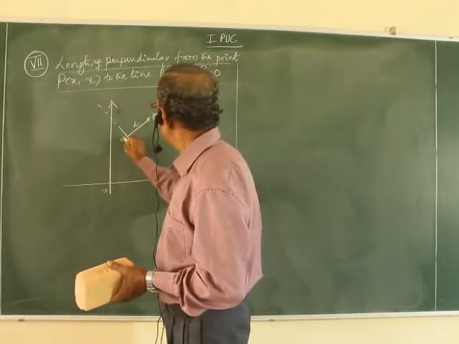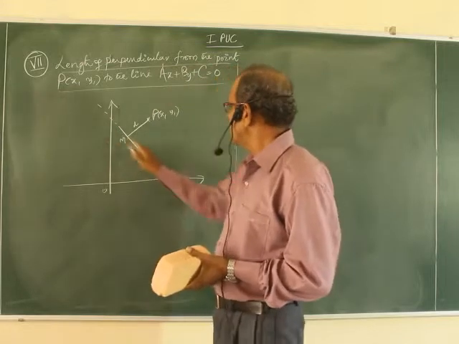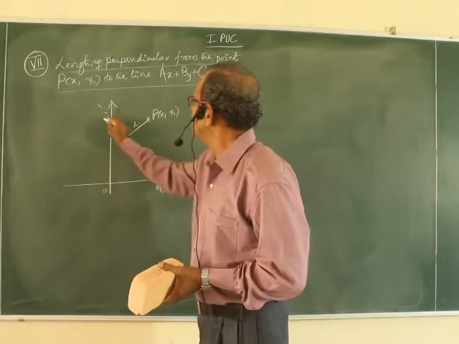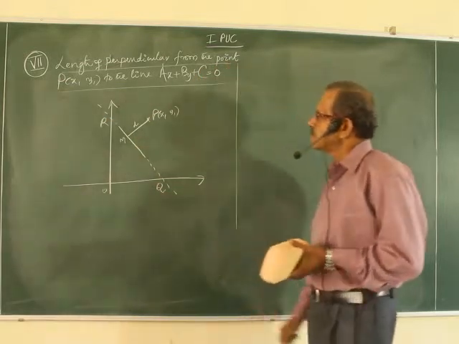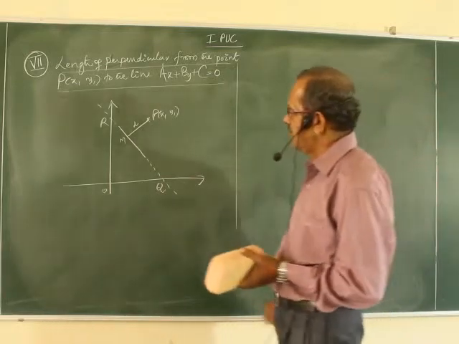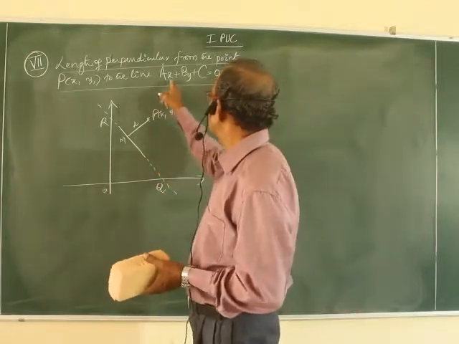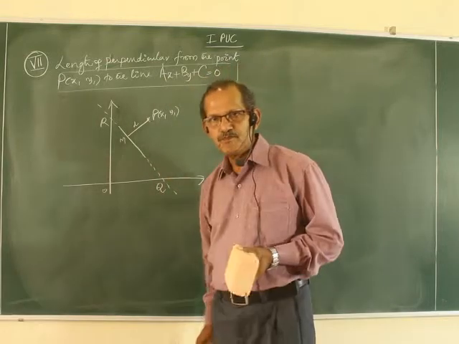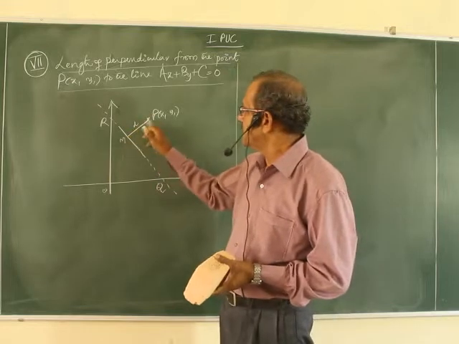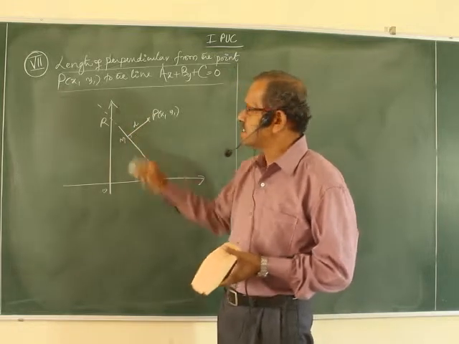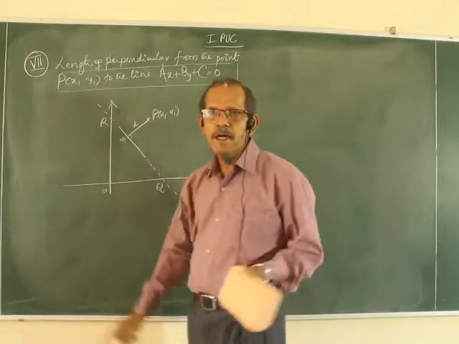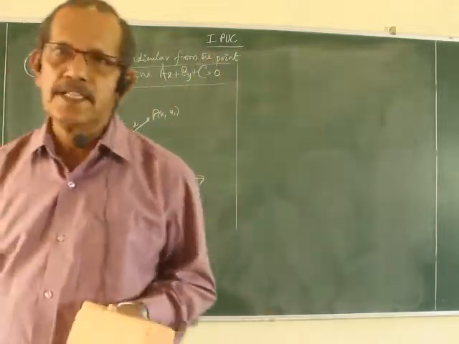The foot of the perpendicular, let me call it as M. It intersects the axis, so let it be Q and this is R. Right? Straight line, equation of the line is ax plus by plus c equal to 0. Question is to find distance PM, shortest distance of the point from the line, or length of the perpendicular from the point to the line. That's all.